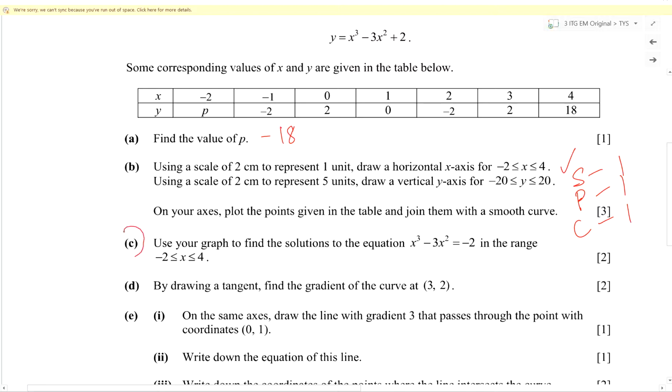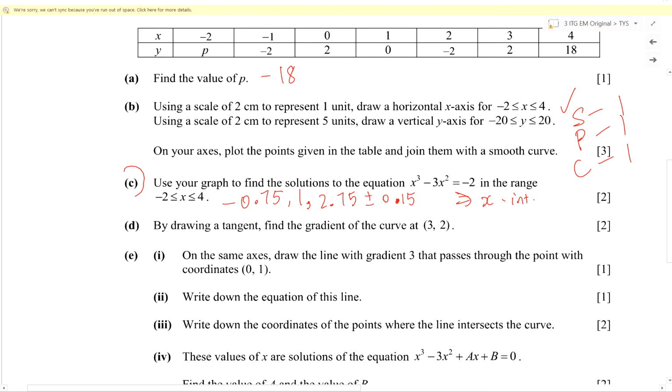Part C was well done also. Basically, you just needed to find the x-intercept. So the answers will be negative 0.75, 1, and 2.75, plus minus 0.15. Okay, I gave quite a big allowance this time.